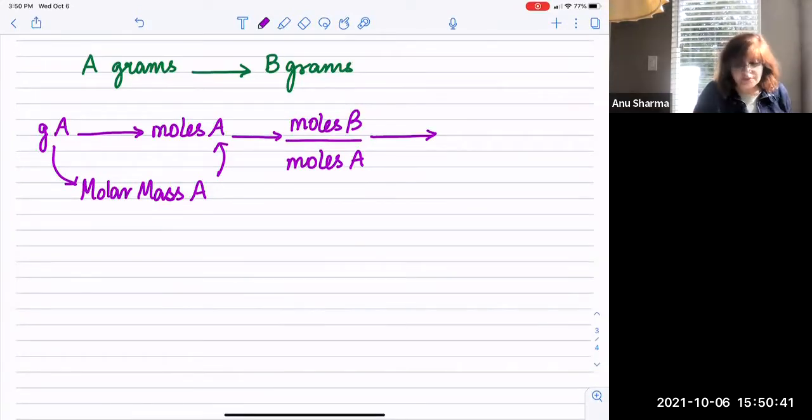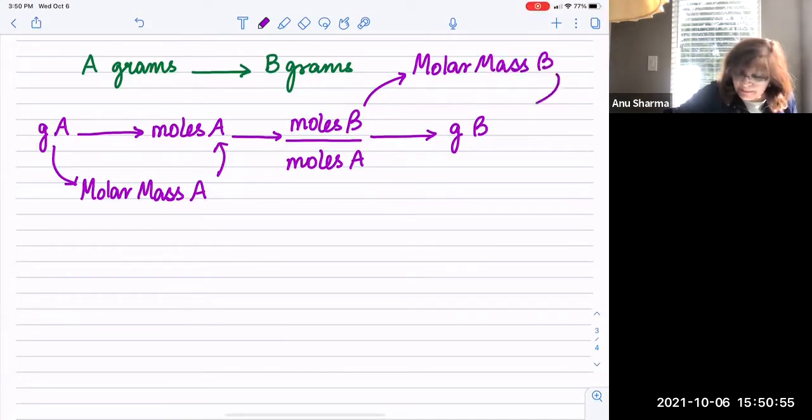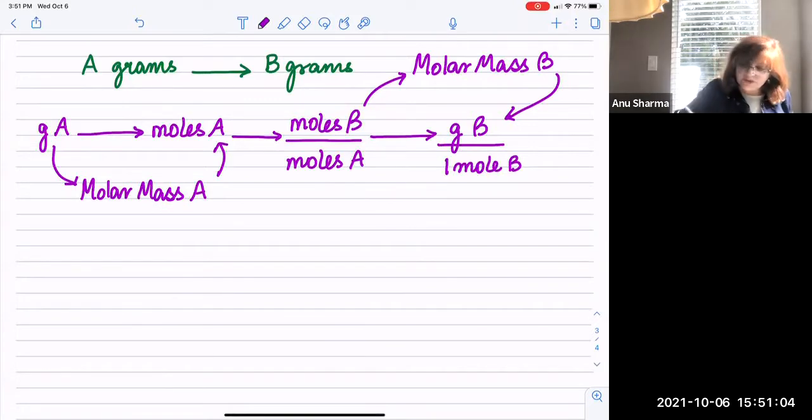So you're left just with the moles of B. Next, you're going to convert the moles of B to the grams of B. And how do you do that? You're going to take the molar mass of B, and that molar mass of B is basically grams of B over 1 mole of B. When you set it up, the moles of B cancel out and you're just left with the grams of B.